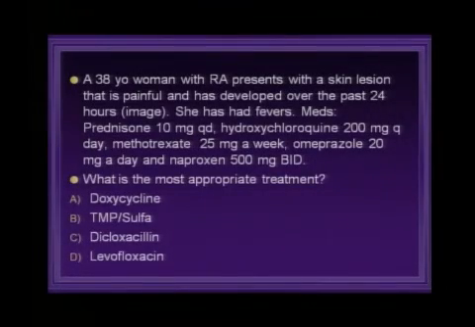A 38-year-old woman with rheumatoid arthritis presents with a skin lesion that I'll show you in a minute. It's painful and has been present for 24 hours. She has fevers. Her meds are prednisone, hydroxychloroquine, methotrexate 25 milligrams a week, omeprazole 20 milligrams a day, and naproxen 500 twice a day. So let me just show you the picture, and then we'll go back to vote.